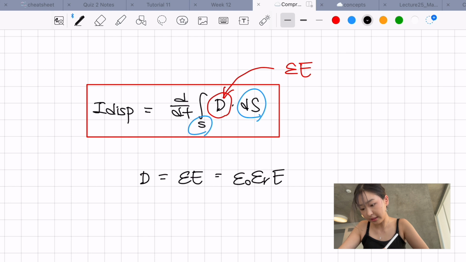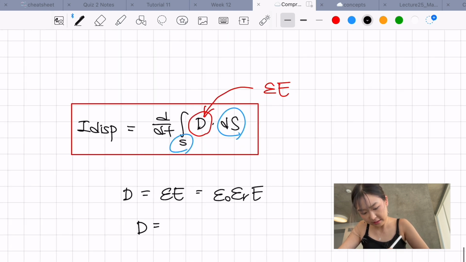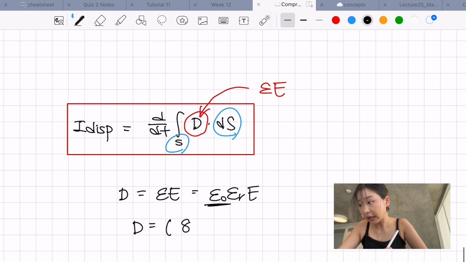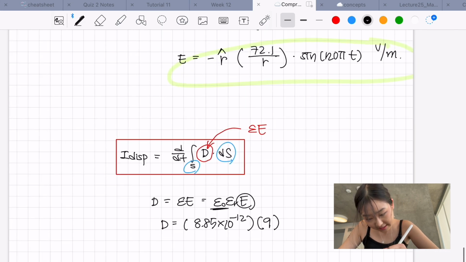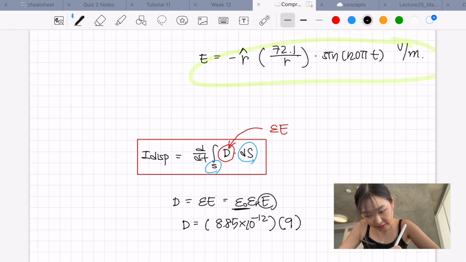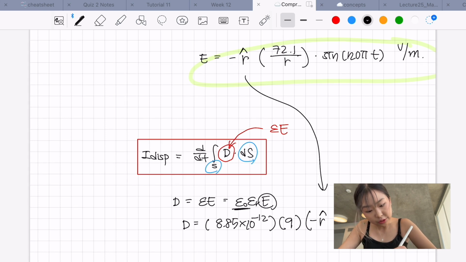Thus D is equal to epsilon naught, which is a known quantity, given to be 8.85 times 10 to the minus 12, I believe. Epsilon R is given to be 9 in the question. And E, we just found, is equal to 72.1 over R sine 120 pi t. It's just this term.